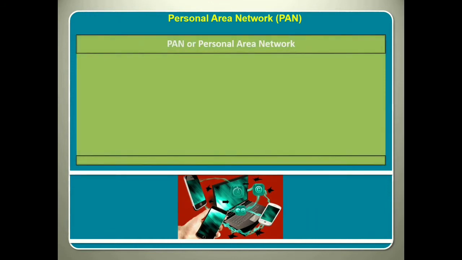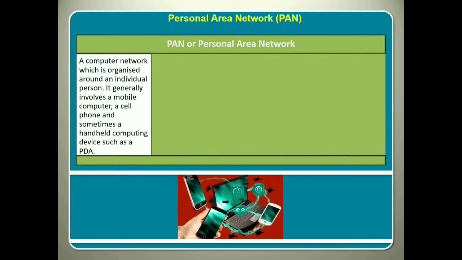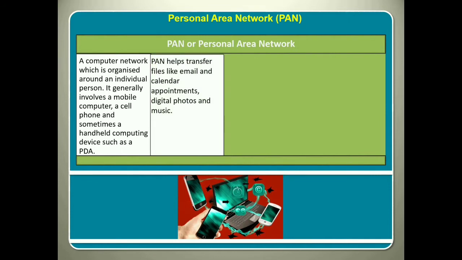Let us now look at the various types of networks. The first type of network is called PAN, or Personal Area Network. This is a type of computer network which is organized around an individual person, and it involves a mobile computer, a cell phone, and sometimes a handheld computing device such as a PDA. With the help of these networks, you can transfer files like email and calendar appointments, digital photos, and music.